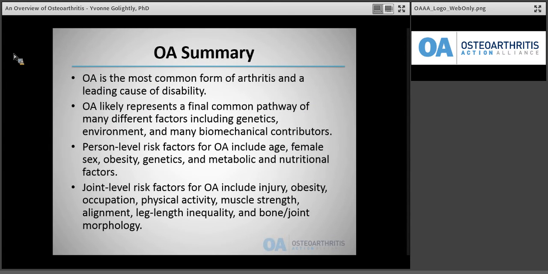So in summary, osteoarthritis is the most common form of arthritis, and it is a leading cause of disability. And it likely represents a final common pathway of a number of different factors. There are personal level risk factors that include age, female sex, obesity, genetics, and metabolic and nutritional factors. And then there are also joint level risk factors that include injury, obesity, occupation, physical activity, muscle strength, joint alignment, leg length inequality, and bone or joint morphology.